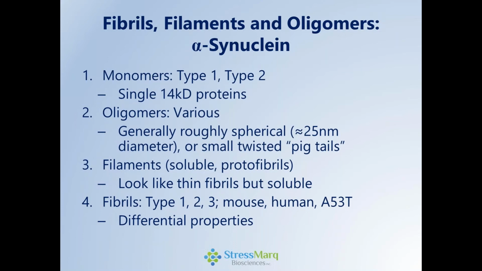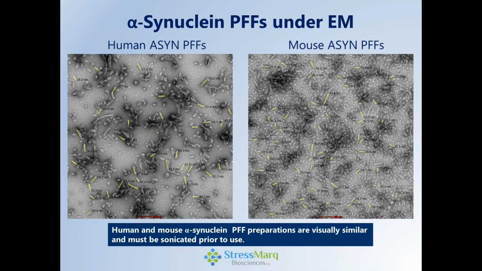In terms of fibrils themselves, the building blocks thereof can be type 1 or type 2 or even a type 3, which we'll examine shortly, and come from either mouse or human species, and can also incorporate mutations such as the A53T mutation. What's important to note is that they have differential properties. From a visual perspective, looking at human alpha-synuclein preformed fibrils and mouse, they look very, very similar.